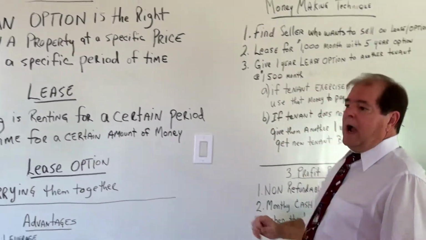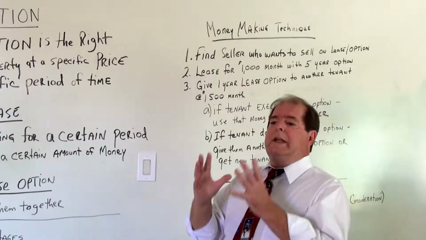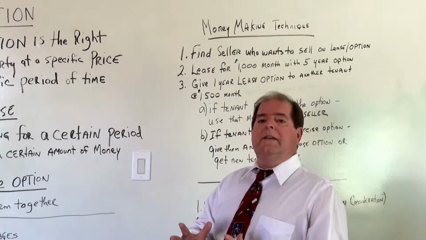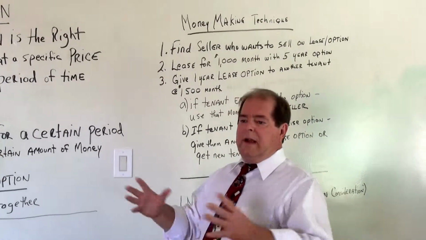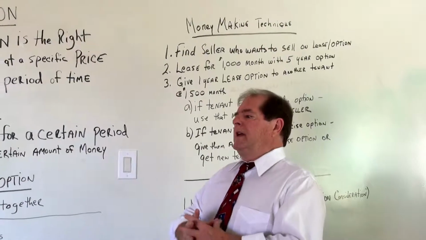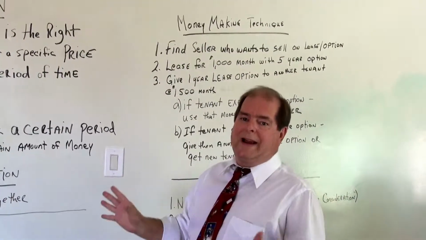Okay, now how do you make money off a lease option? There's two things you can do. If you lease the property and you just want to live in it and you want to buy it in the future, but you have bad credit, or you don't have a down payment or whatever it is, this gives you time to get it together, to clean up your credit, get a down payment, whatever.